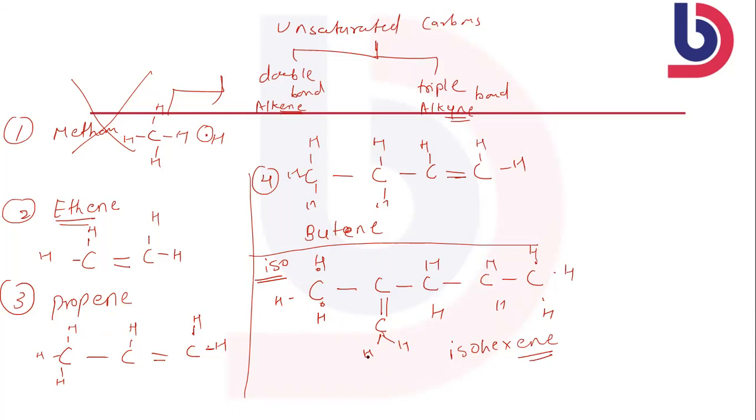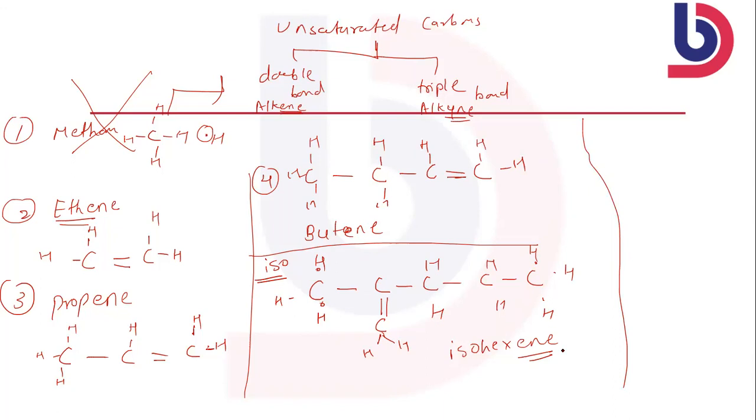Do remember, iso means the branch carbon will be attached to the least carbon present in the chain. The least carbon is nothing but the second one. So that's why always the iso group is attached with the second. So this is all about iso and the branched structure of alkene.